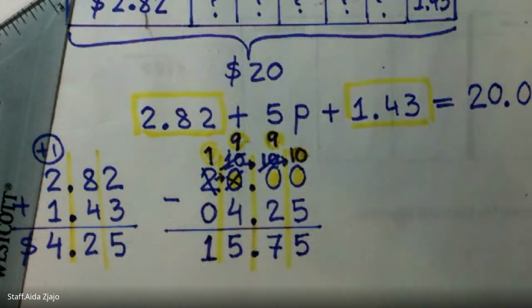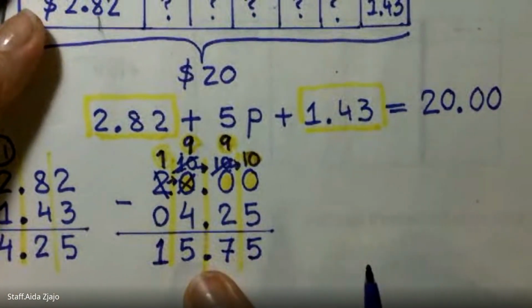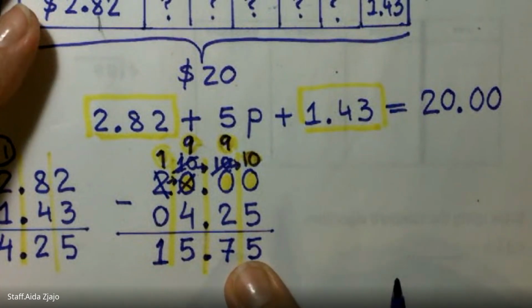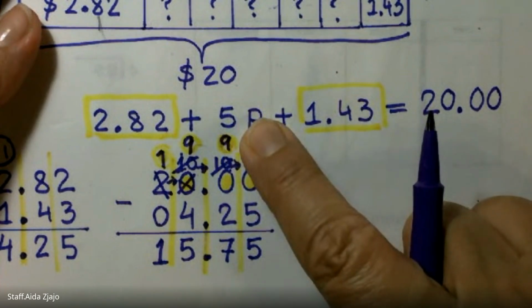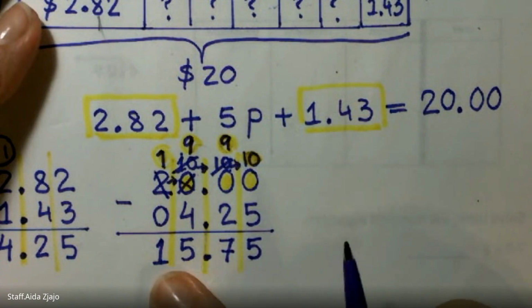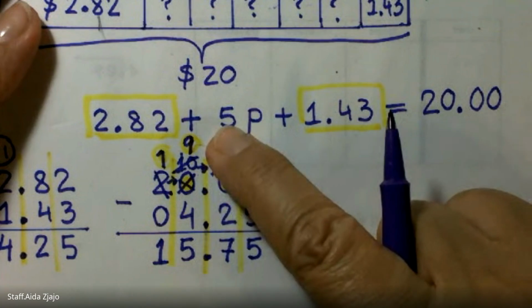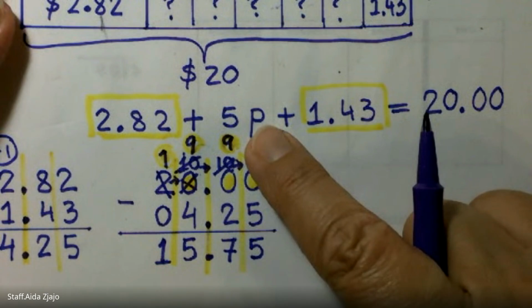So now I know that $15.75 was the 5 pineapples. 5 of them, not just one. So I know then this has to be divided by 5 in order to find how much is just one.